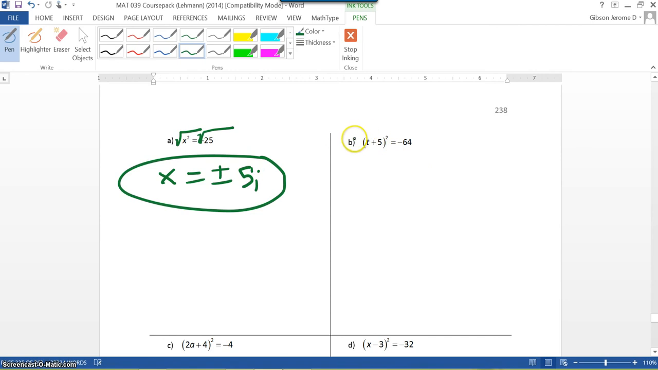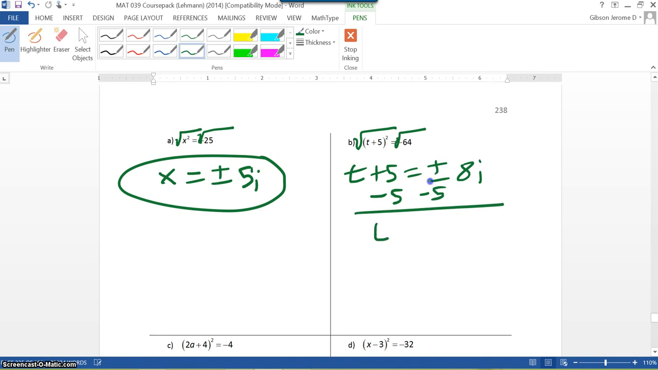Here we would do the same thing. Take the square root of both sides. This would be t plus 5 is equal to plus or minus 8i. So we will subtract 5 on both sides. And t is equal to negative 5 plus or minus 8i.